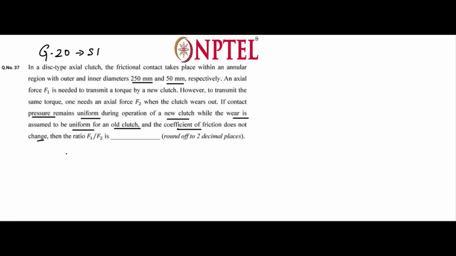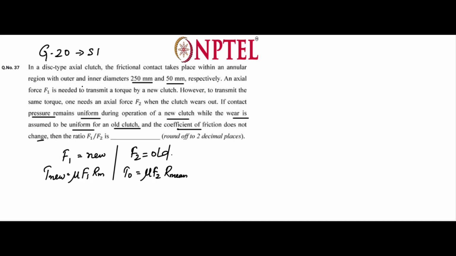So F1 by F2 is, as given in the question, F1 is for the new clutch and F2 is for the old. Having said that, I can also say torque new is equal to mu F1 R mean, and torque old is equal to mu F2 R mean. They have also said in the question, however, to transmit the same torque.